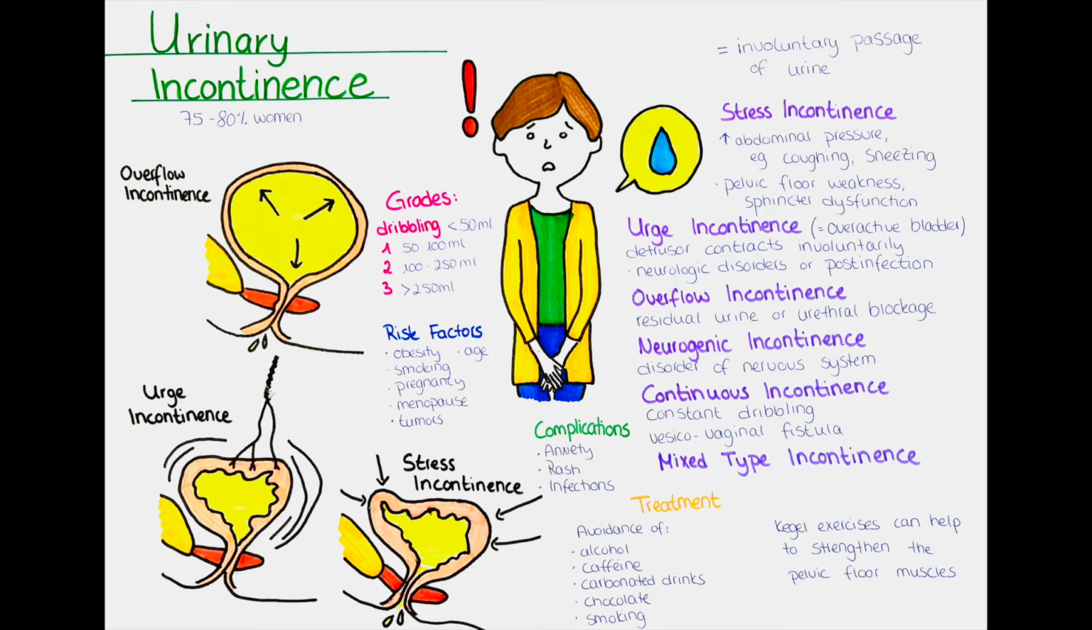Grade 2 incontinence is when between 100 and 250 milliliters are lost, and the most severe grade, grade 3, is when over 250 milliliters of urine are lost. In comparison, for normal voluntary urination, it is normal to pee around 250 to 400 milliliters. Now we talked about the basics of incontinence that apply to both men and women. In the next part, I would like to focus on incontinence in women.